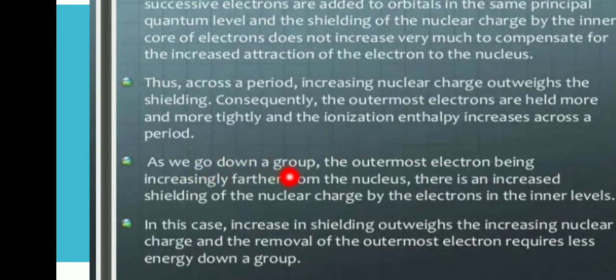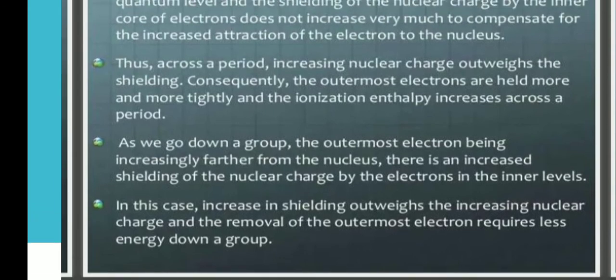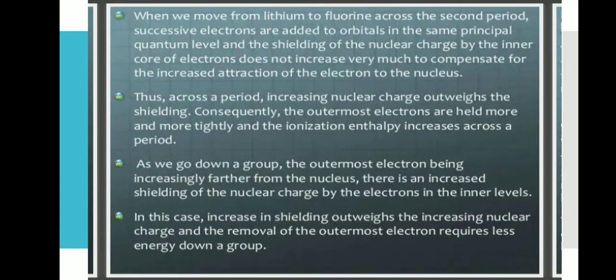As we go down a group, the outermost electron is increasingly further from the nucleus, so there is an increased shielding of the nuclear charge by the electrons in the inner levels. In this case, the increase in shielding outweighs the increase in nuclear charge, and the removal of the outermost electron requires less energy down a group.